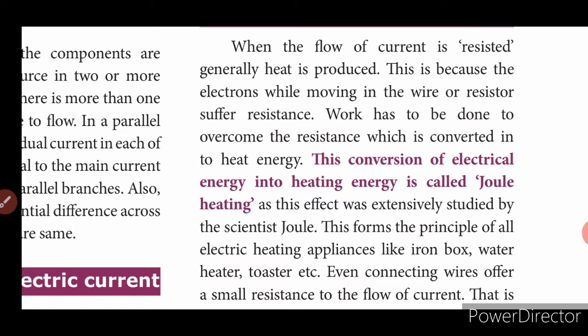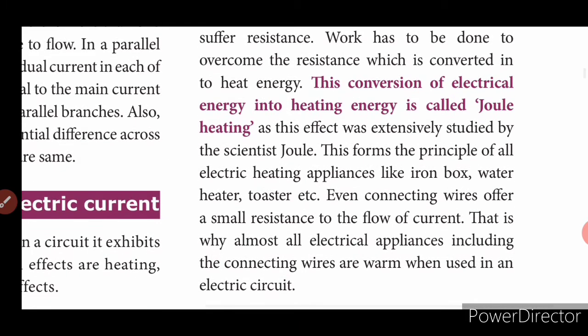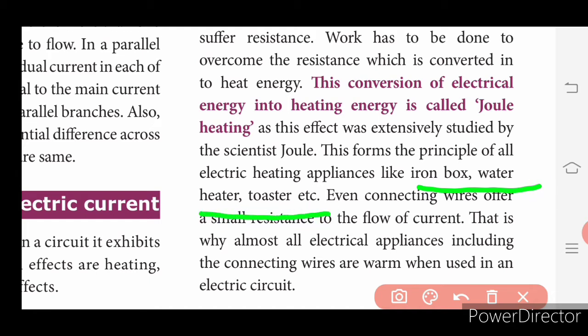Okay, so see the definition. This conversion of electrical energy into heat energy is called Joule heating. So where are these heating process appliances applied? It is applied in the iron box, water heater and toaster. So these are the appliances. These may be asked in your 1 mark or 2 mark questions. So this is the transfer of electric current into heating effect. How do the iron box, water heater and toaster work? They work under the heating effect of the current.